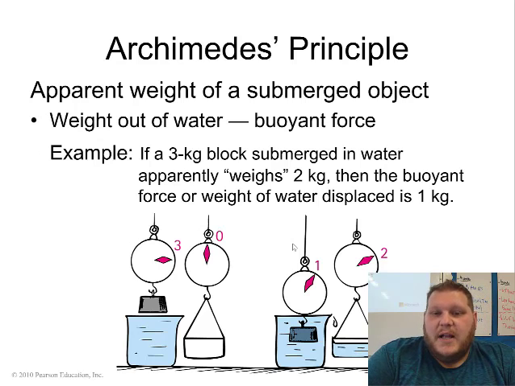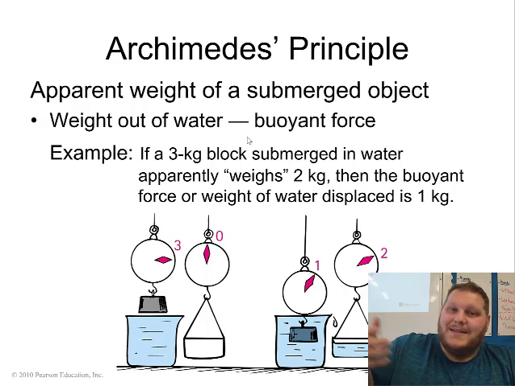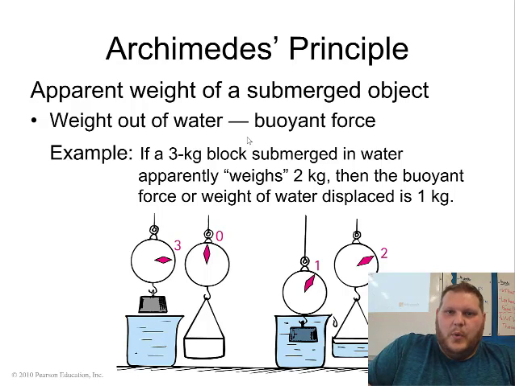Next, the apparent weight of a submerged object, weighing it out of the water versus the buoyant force. Here we can see a block that weighs 3 kilograms out of the water. That's its weight. If you submerge it and now it only weighs 1 kilogram, that means it had to displace 2 kilograms of water. Because the buoyant force plus the downward force acting on the submerged object has to equal what it was beforehand.